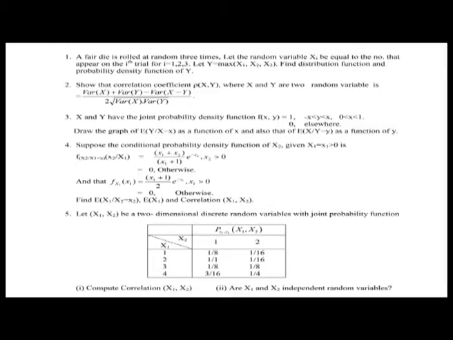So, when the die has been rolled 3 times, you record the numbers that show up, and then you take the maximum one. So, y is the value of the maximum of x 1, x 2 and x 3. Find the distribution function and probability density function of y. So, distribution function means cumulative distribution function, and the probability density function of y. So, that is question 1.